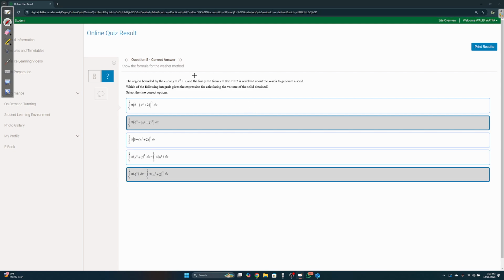The region bounded by the curve y equals x squared plus 2 and y equals 6, so two y's again, so two curves, from 0 to 2, is rotated around the x-axis. Which of the following is the expression? Again, same rule. Y is always going to be y equals 6, right? Always 6. And the other one is going to be x squared plus 2, so like this.